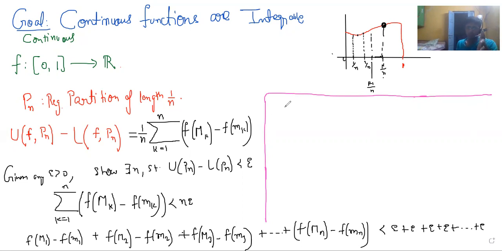Because maximum minus minimum is less than epsilon means that the difference between any 2 points in that small enough neighborhood is less than epsilon. We want that kind of size. It should work for the entire interval, make sure. Then we'll be done, right? And that is what we have to show.